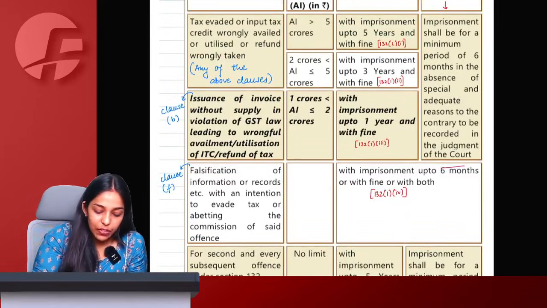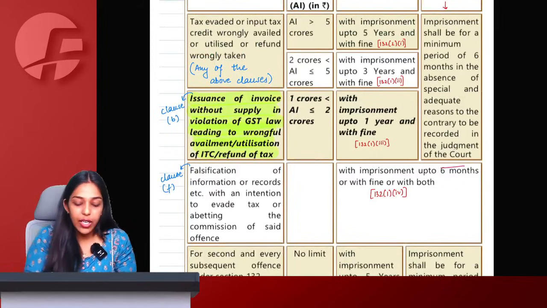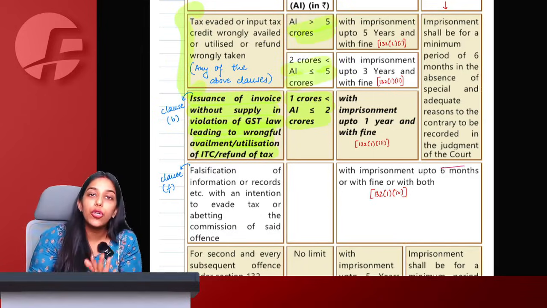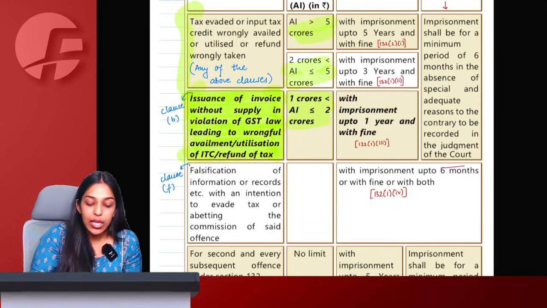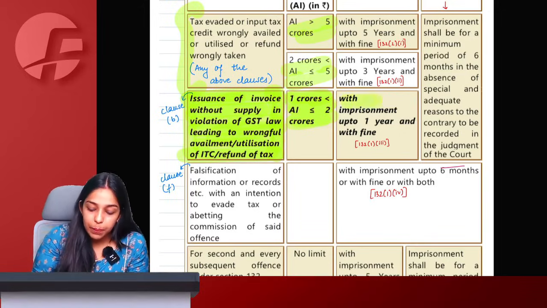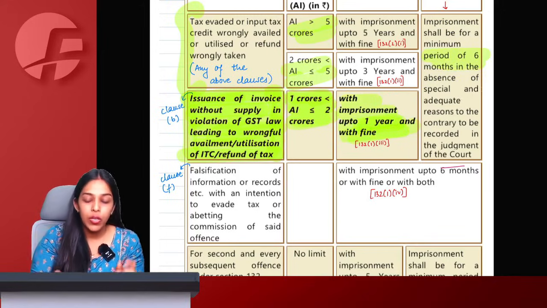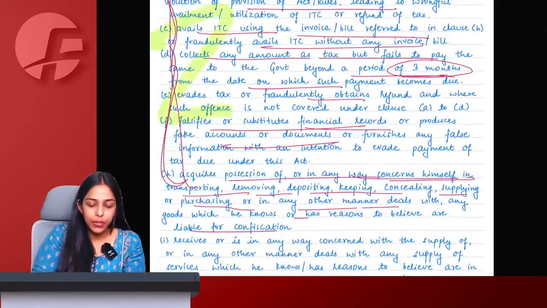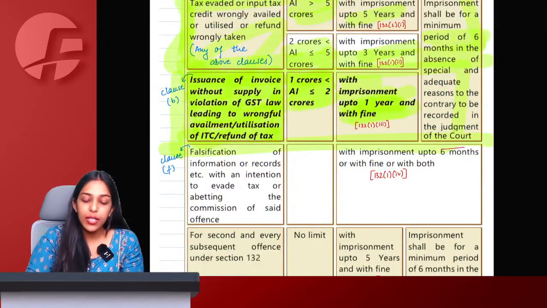Now particularly for this offence, issuance of invoice without supply: fake invoices. Even if the amount is more than 1 crore up to 2 crore, then imprisonment up to 1 year and fine can also be given, with a minimum of 6 months imprisonment. So 1 to 2 crore is 1 year, 2 to 5 crore is 3 years, and more than 5 crore is 5 years. But the 1 year imprisonment is particularly only for fake invoices; the rest applies to all the offences given here.